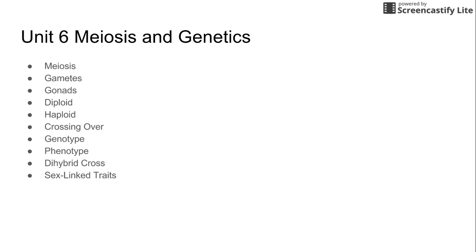Meiosis and genetics. With meiosis, we talked about how this is essentially the same as mitosis, except it happens with sex cells. We talked about gametes and gonads, the difference between diploid and haploid. So make sure you can go back and look at how crossing over is involved and what that means in terms of creating 4 unique gametes, 4 unique sex cells that can lead to unique individuals.